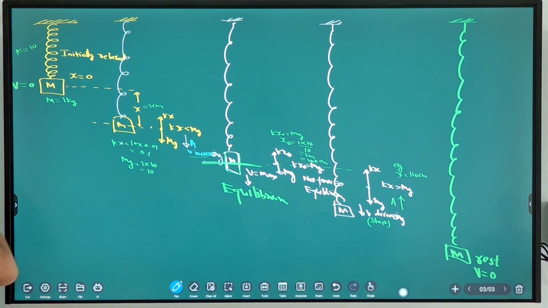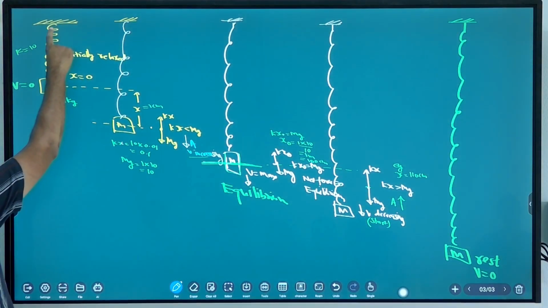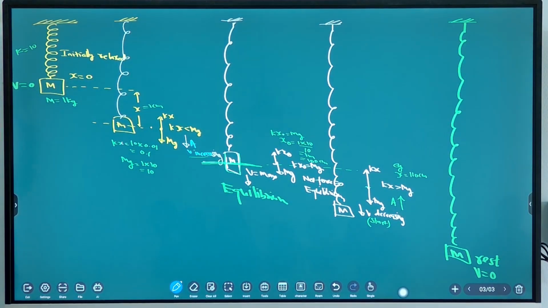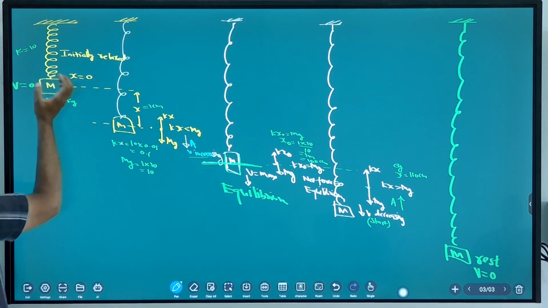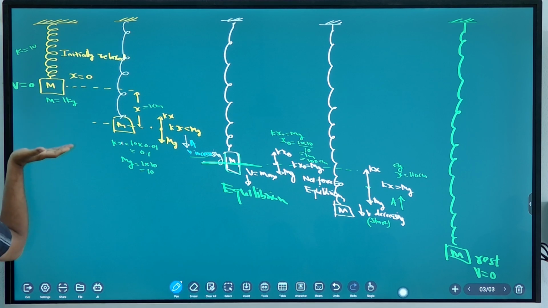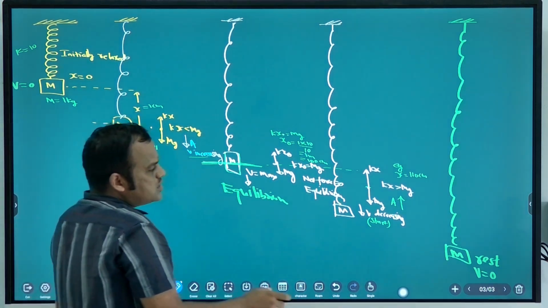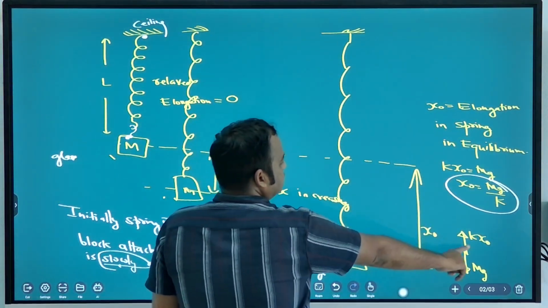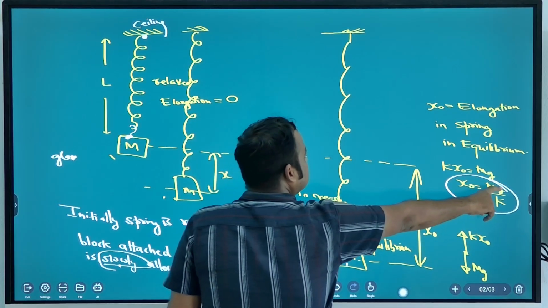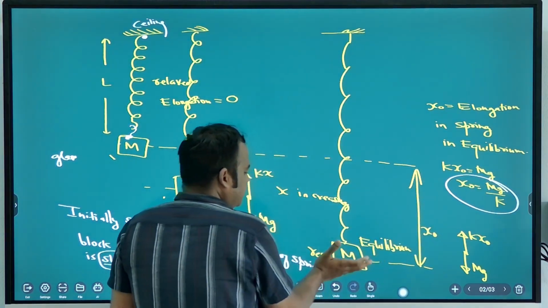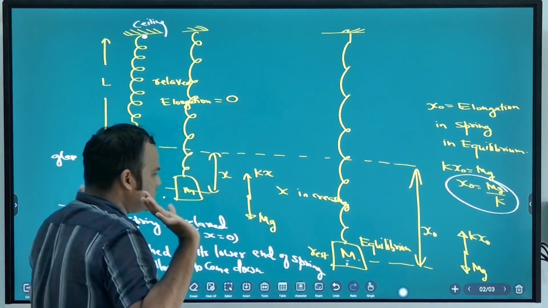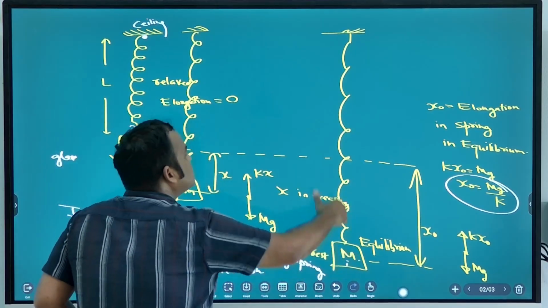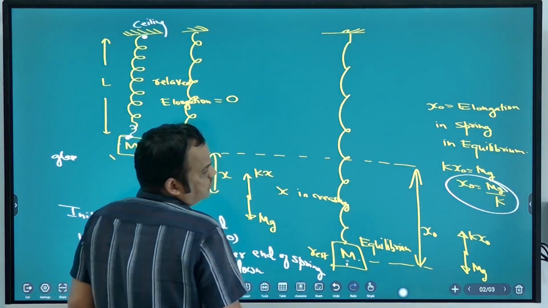Spring is natural initially. You are connecting a block. Listen, the block you are holding is connected. Now slowly you release it. Up to what distance will it come? X naught, and what is the value of x naught? Mg by k. And it will be at rest only. Now I am not disturbing, so it is at rest. Elongation is x naught, which is mg by k.